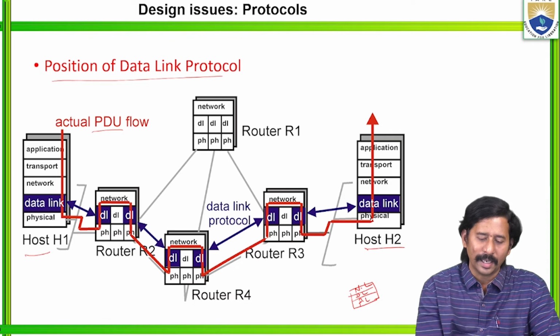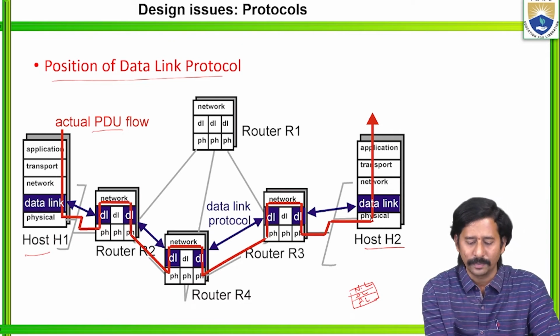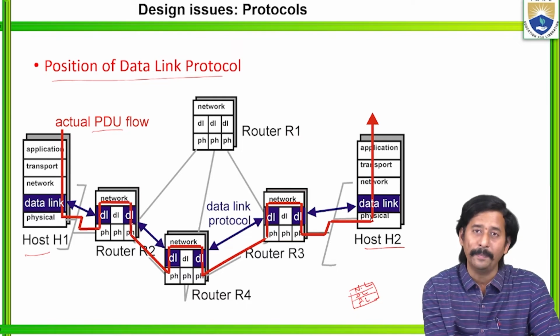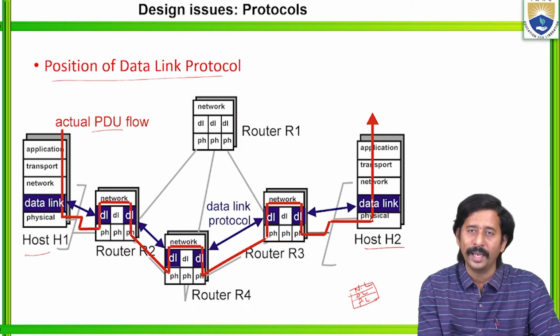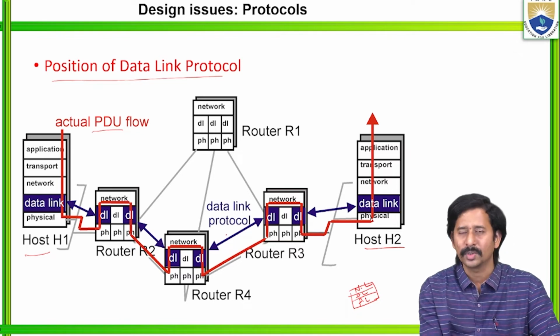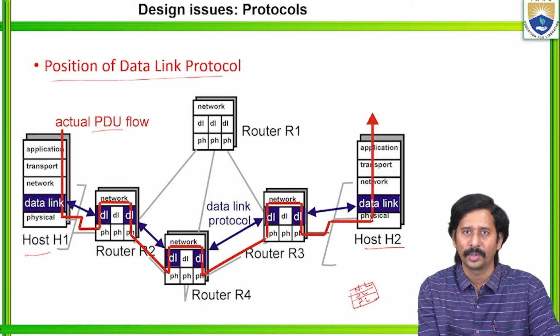So how will the actual protocol data unit flow occur? From the source node, that is host H1, the data link layer of host H1 communicates with router R2. Within router R2, it also communicates through the same data link layer. Similarly, each and every router communicates with the help of the data link protocol. There are a number of data link protocols. In the next session, we will discuss those data link protocols in detail.